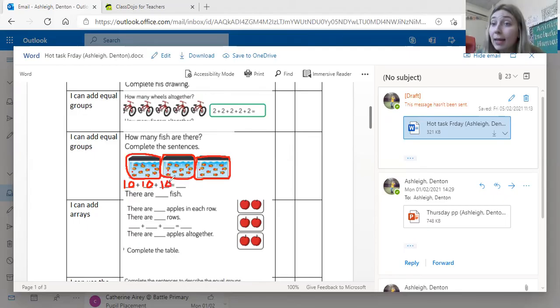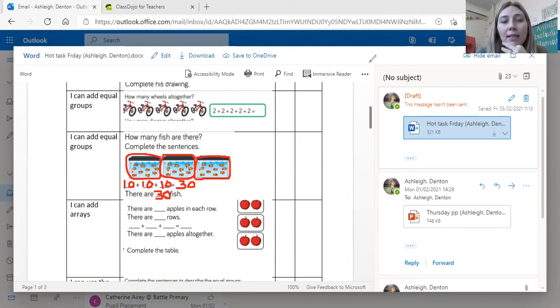Now I could do 10, add 10, add 10 on my fingers, but that will take a very long time. I'm going to use my 10 times table to help me this time. I'm going to count up in 10. So let's count together. 10, 20, 30. So 3 lots of 10, 3 equal groups of 10 equals 30. So there are 30 fish all together.